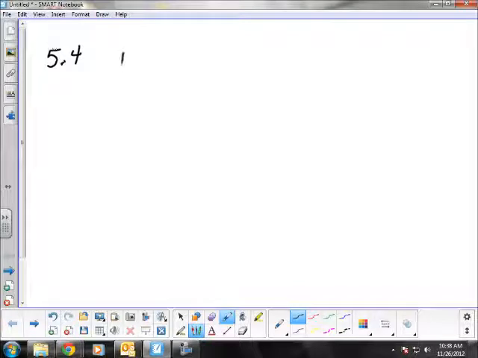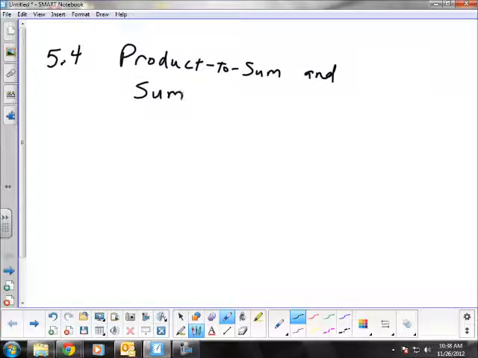5.4 is the product to sum and sum to product formulas. Like I said, we've got one objective that's going to talk about the product to sum formulas first.